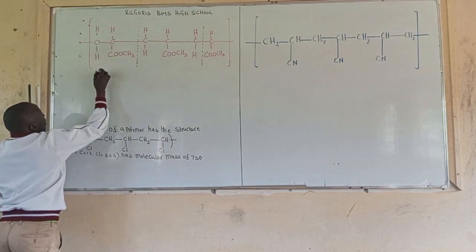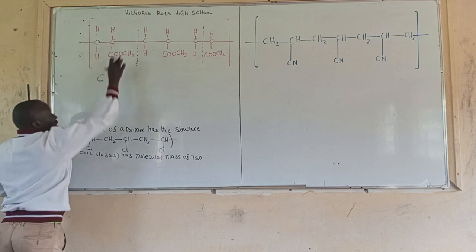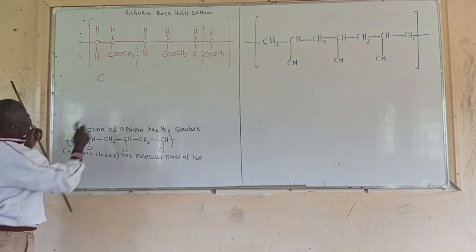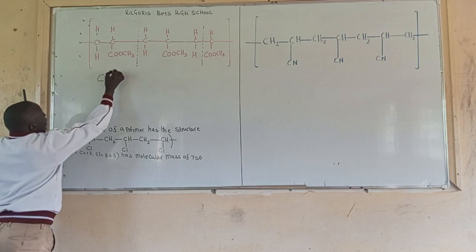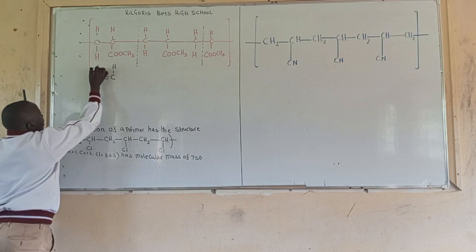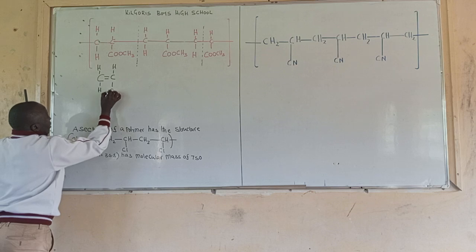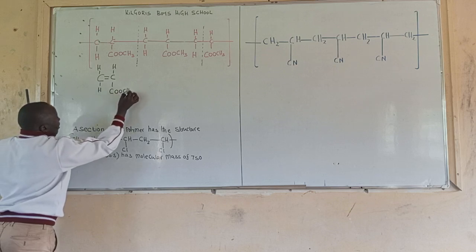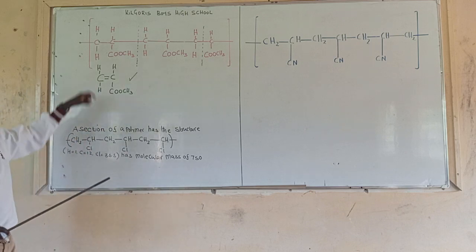So you have this carbon here. Then in this case, we have a single bond here. A monomer should have a double bond, so you indicate the double bond here. Then we have this hydrogen like this. You have a hydrogen here, you have the hydrogen here. Then finally you have COOCH3. This is just the monomer from here.